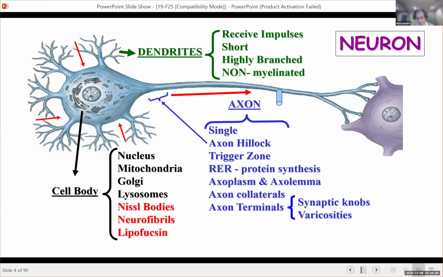And then you have the axon terminals. So here, what is represented is synaptic knobs. But remember that with smooth muscle, the axon terminal ends up in varicosities.